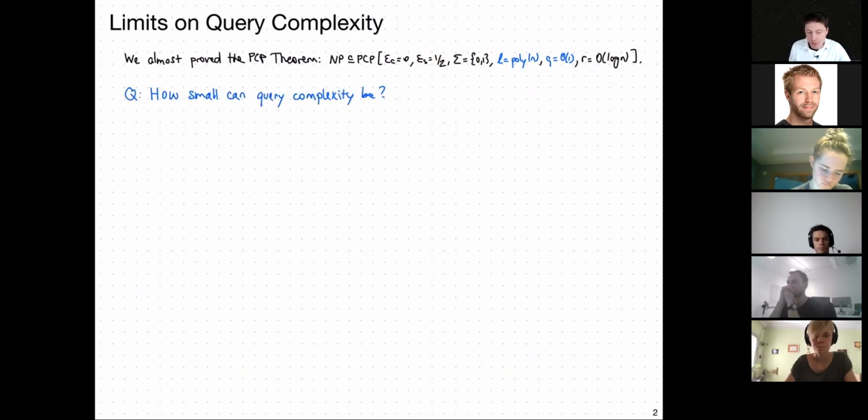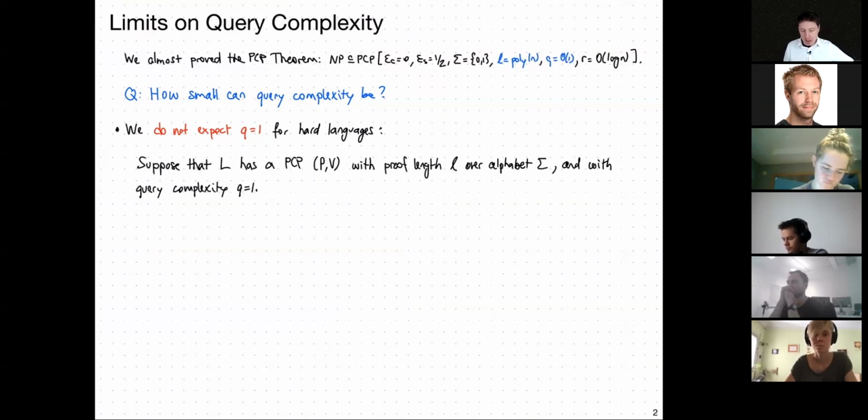And you could ask, look, how small can the query complexity be? Like, for example, could it be 1? Could it be 1 query? So let's just do a quick proof that we do not expect to see interesting PCPs with query complexity exactly 1. I mean literally 1. So suppose that some language has a PCP with some proof length over some alphabet, and it has query complexity 1, okay?